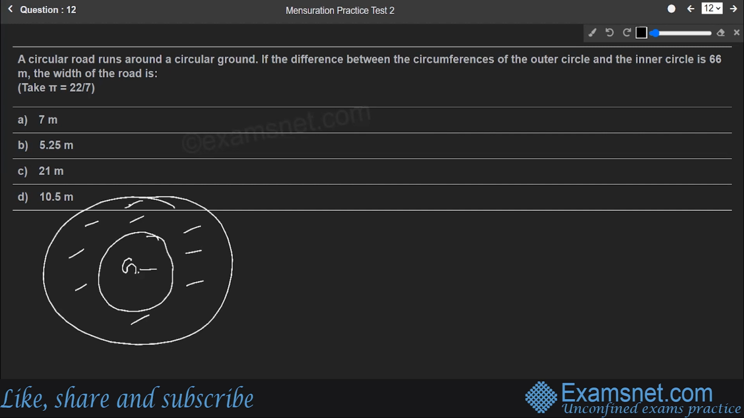Let us assume the radius of the outer circle is capital R, and the radius of the small circle is small r. So these are the two variables we have taken. The circumference of the outer circle is given by 2 pi r, so it's going to be 2 pi capital R. Circumference of the inner circle will be again 2 pi small r. He says the difference between them is 66.